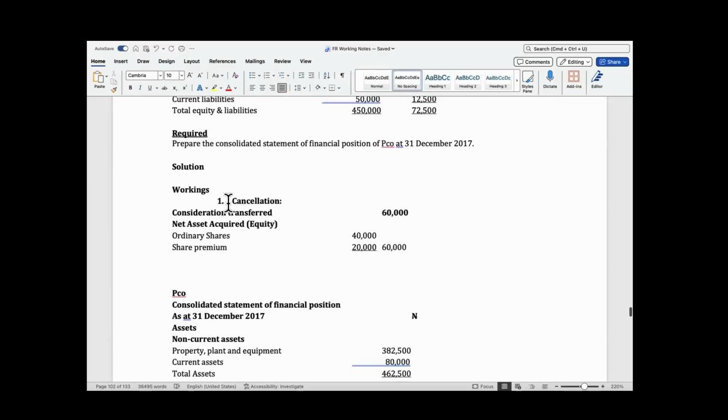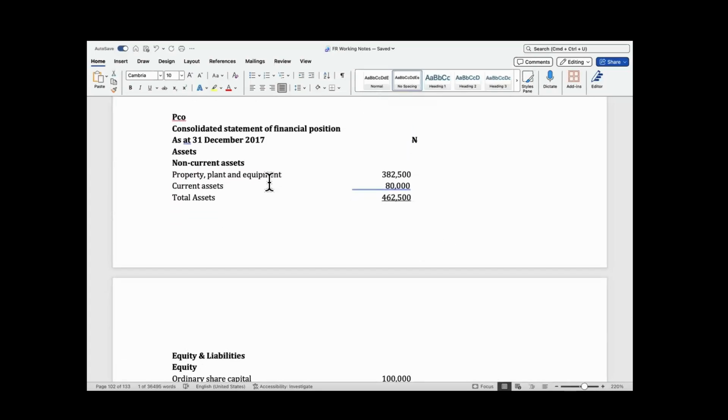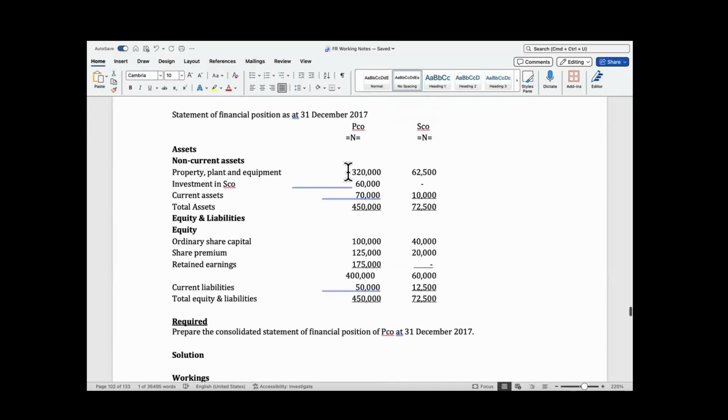And I've done the workings for you. I say cancellation. I compare the consideration transferred in the books of the parent against the net asset acquired, which is equity, in the books of the subsidiary. Like Olamileko said, shares and share premium, which is also 60, they cancel out. Every other item, I just added together. PPE, this 382,500, is the addition of these two. This one has been cancelled out.